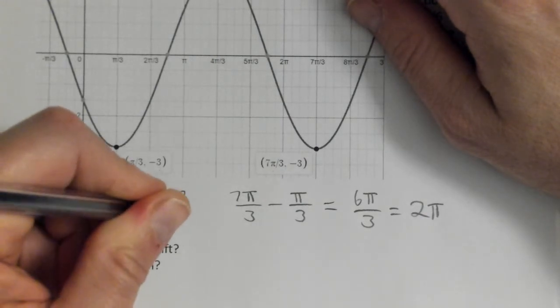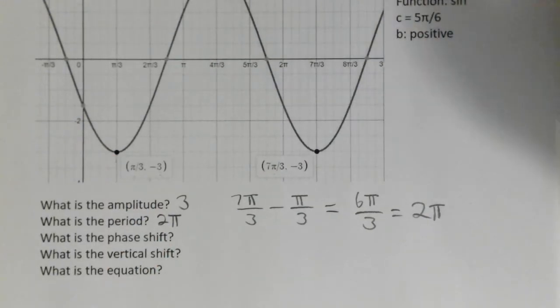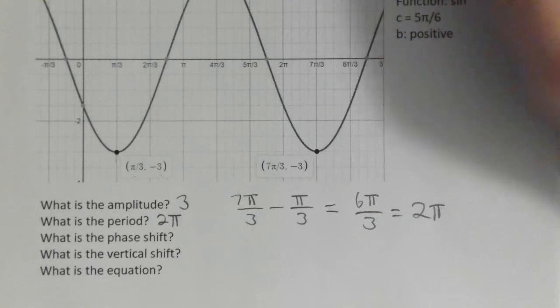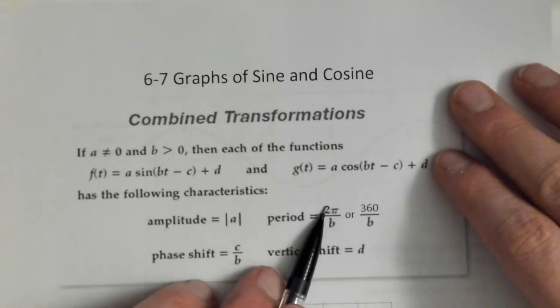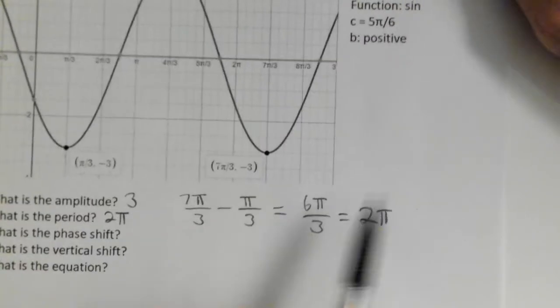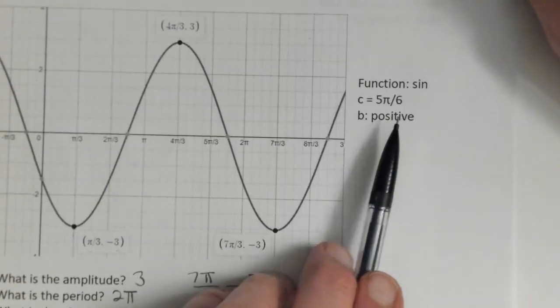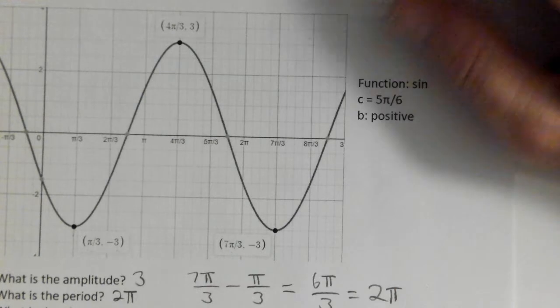And so it turns out that the period is unaffected, right? Because it's typically 2 pi in the parent function for sine. And so what that really tells us is that my b value is going to be 1. It's not going to change the period, or negative 1, but it's going to be positive 1 because it tells us the b value is positive here.